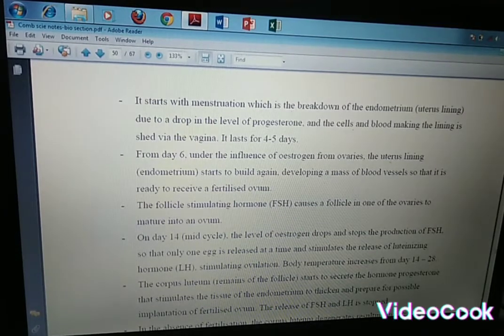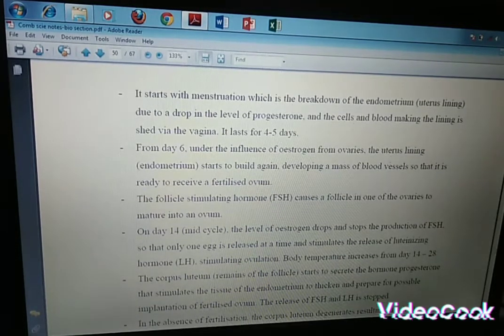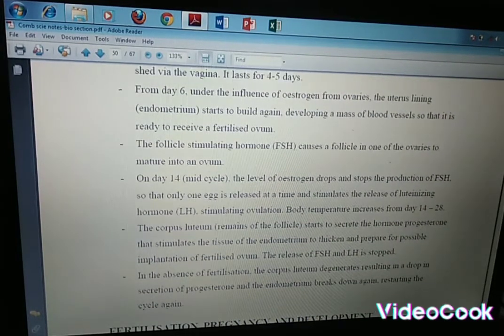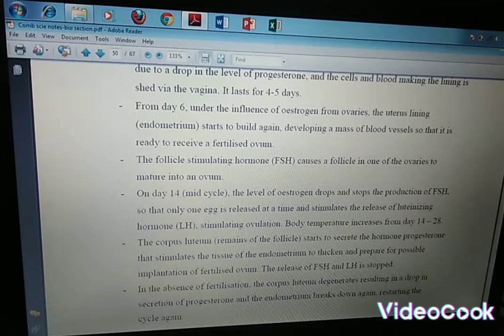But then we are different, right? So that's just an estimate. That's just an estimate to say if fertilization does not take place, the levels of progesterone will become lower, and when they become lower, your uterus lining is going to break down, and as it breaks down, the blood will come out through the vagina.